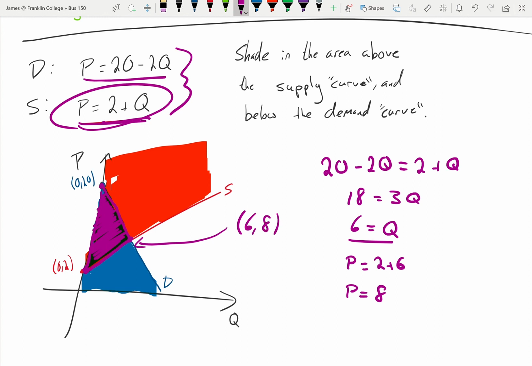So look at that. We now know that this total shaded in area right here, this triangle, is representing the total surplus in the marketplace due to trading occurring. And we have also figured out all the corner points to our triangle here. We got the corner point (0, 20), the corner point (0, 2), and the corner point (6, 8). Those are going to be points that are going to be of interest to us later on. All right, so that does it for today's lesson.